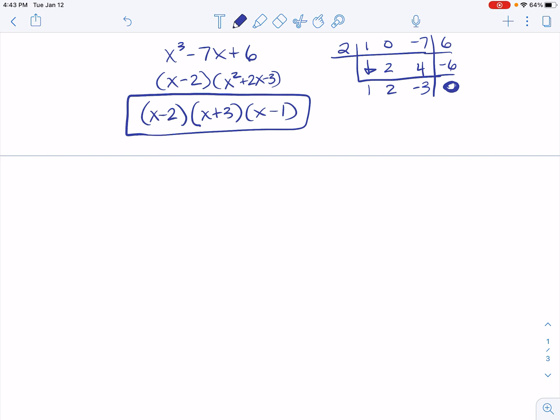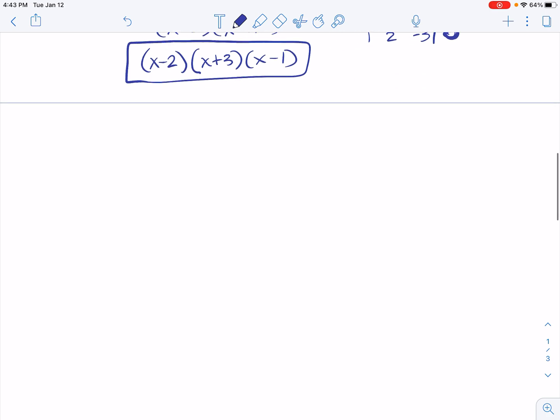Okay, and then as always, you could take it a step further, and then now you know how to graph that polynomial. Awesome job, guys.